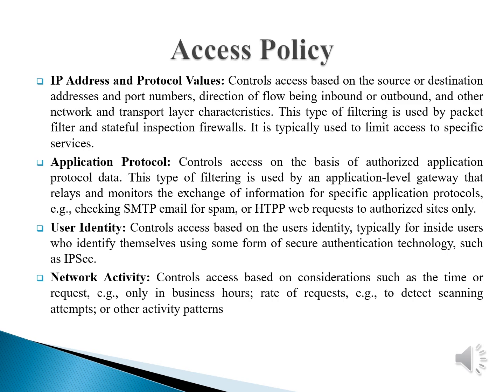User identity controls access based on the user's identity, typically for inside users who identify themselves using some form of secure authentication technology like IPsec. And the network activity controls access based on considerations such as the time of request. Example, only in business hours. Rate of request, example like to detect scanning attempts or other activity patterns.